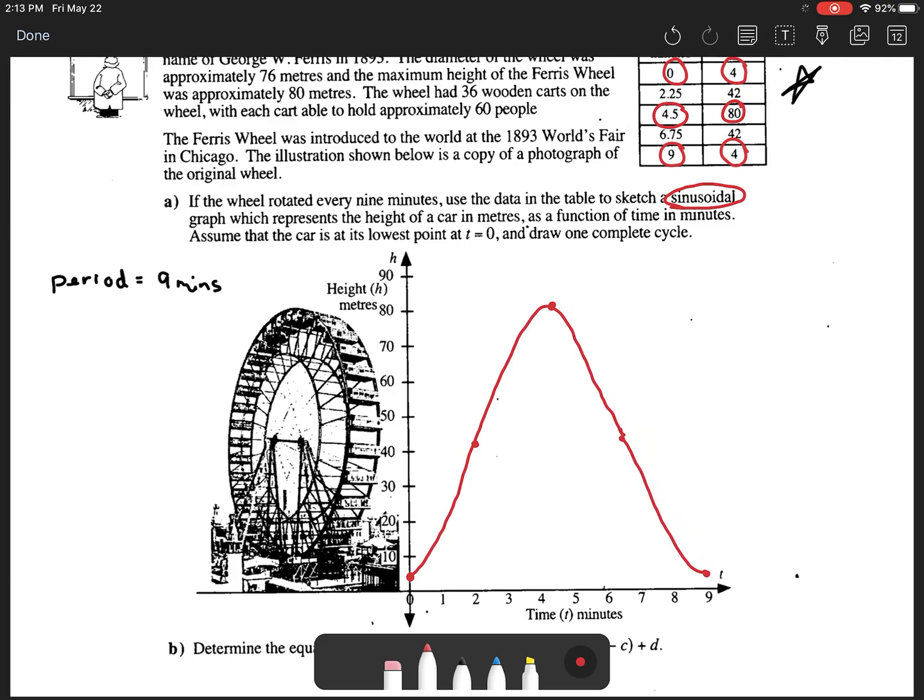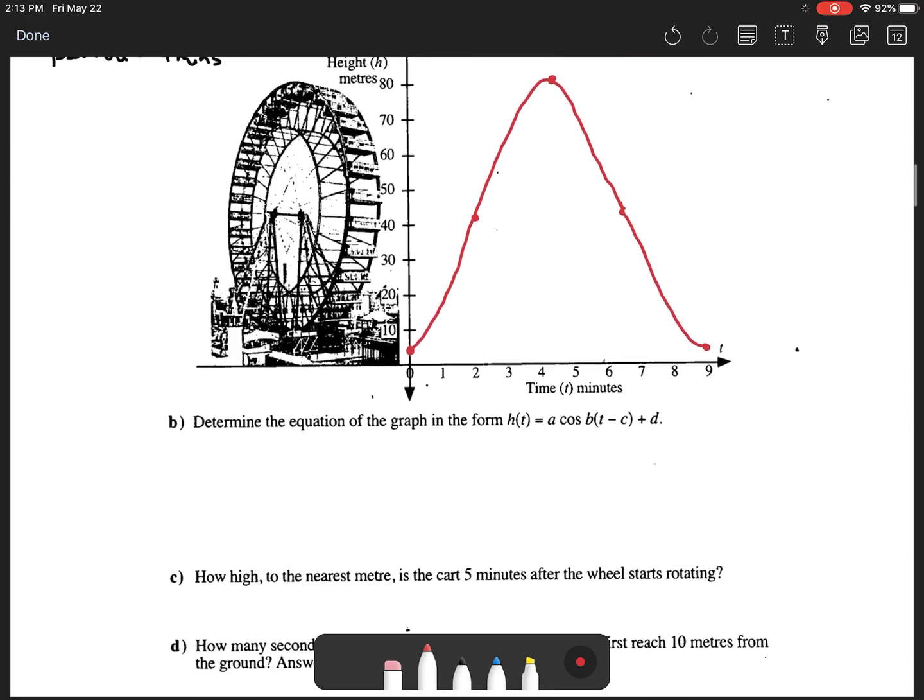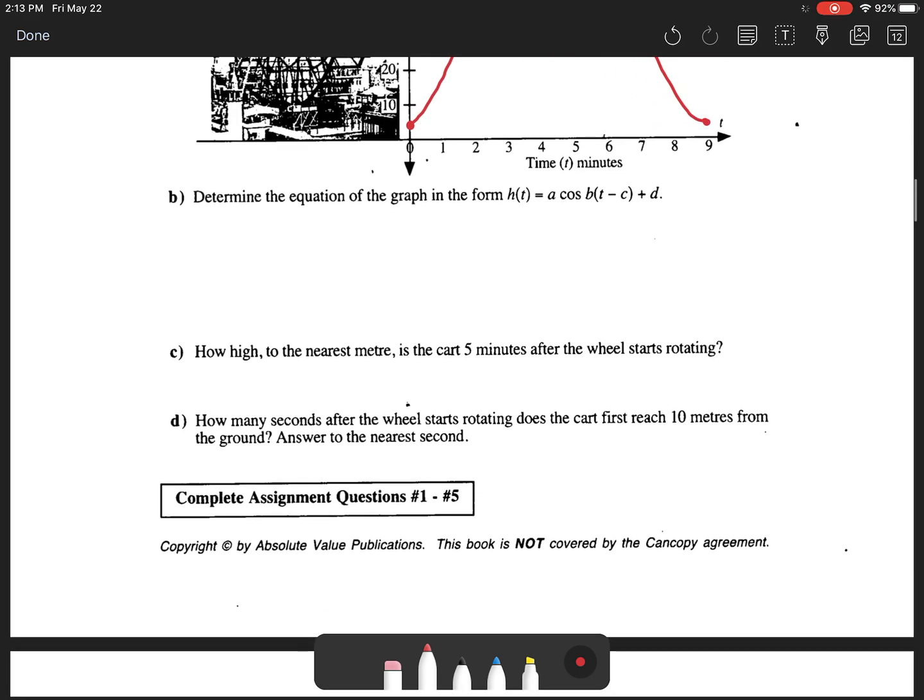And again, like I said, I'm highlighting or circling here. They told me it's going to be a sinusoidal shape, and we're good. Now, moving on to what they actually want: determine the equation of the graph in this form. This time we're talking about a cosine graph, and I do have parameters A, B, C, and D.